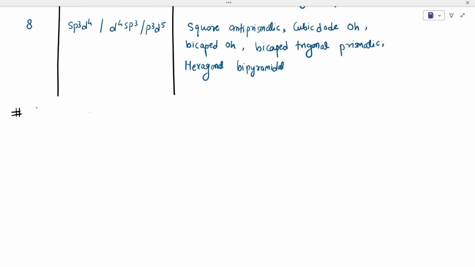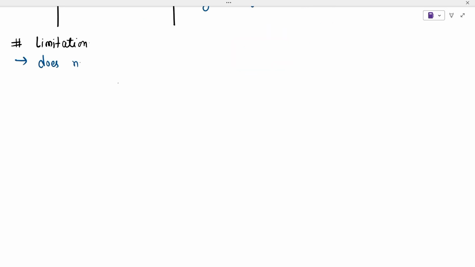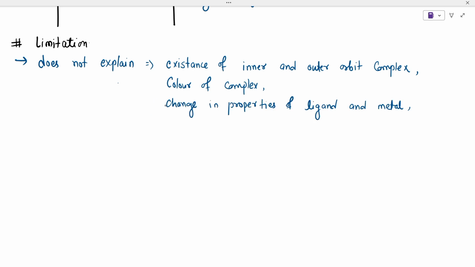Next we will discuss limitations of valence bond theory. It does not explain the existence of inner and outer orbital complexes, and the color of complexes it also does not explain. Then change in properties of ligand and metals, and pairing of electrons in presence of strong ligand. So these are the limitations of valence bond theory.